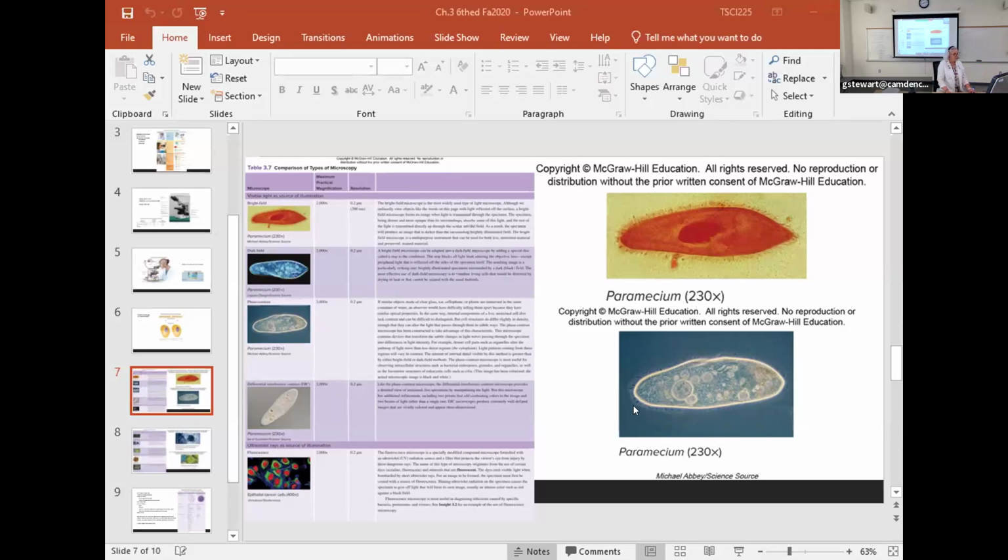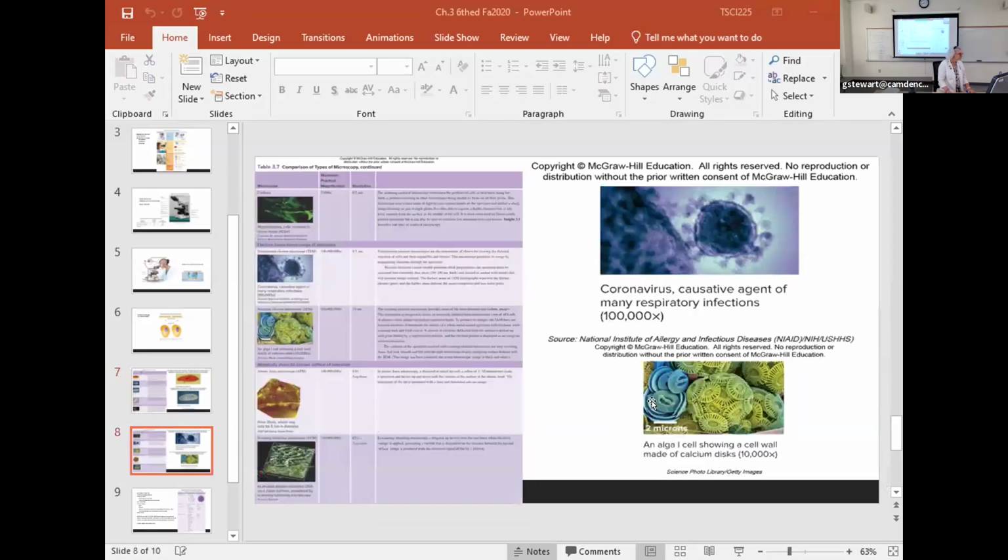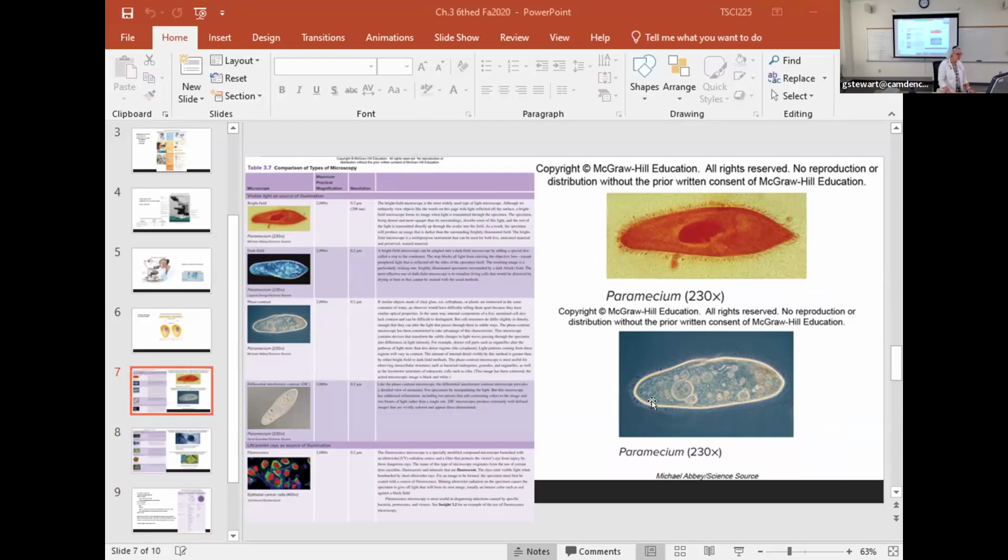Can you see how we have so much more internal detail that's available to us? We can see the macronucleus, the micronucleus, we can see the gut, and we can even see some of the cilia.